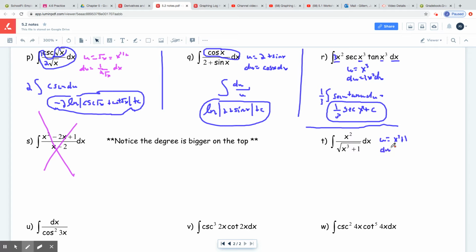And when I take the derivative of that, see if that helps me out, and I get 3x squared dx, I can add in my 3 right there, which means I have 1/3 integral. So all of this is du. Now, it's not over u, it's over the square root of u. So unfortunately, I can't just do the natural log thing. It's actually, I can rewrite this as u to the negative 1/2 du.